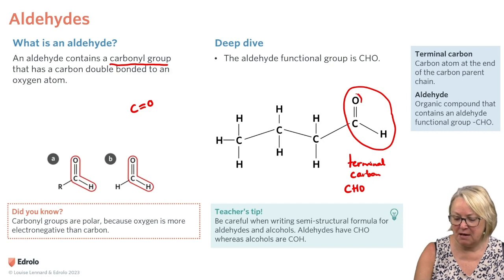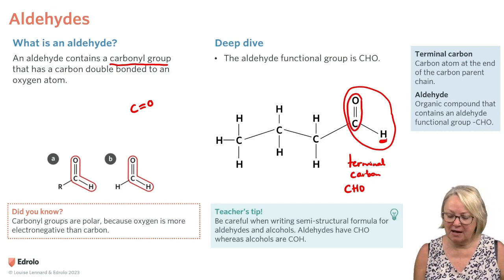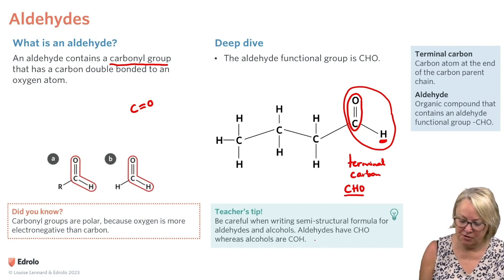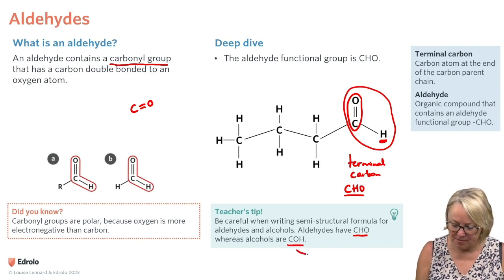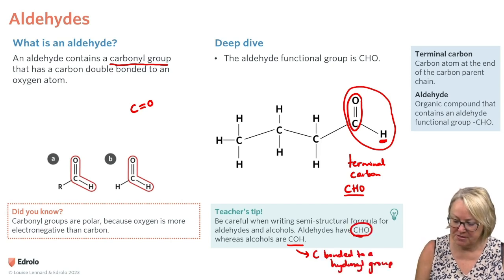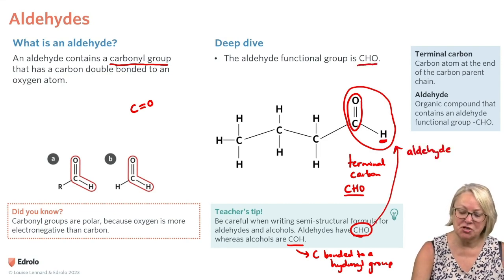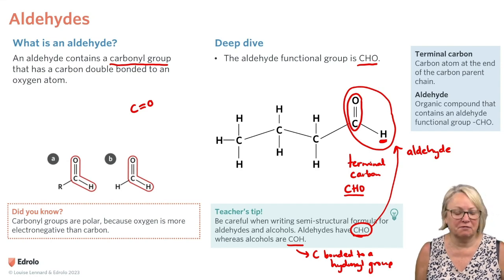So it's got the carbonyl group here, but it's also got a hydrogen because that carbon is a terminal carbon, and we write that as CHO. Now, be really careful not to confuse CHO with COH. COH represents a carbon bonded to a hydroxyl group. CHO represents an aldehyde. The CHO is the functional group, and it's called an aldehyde functional group.